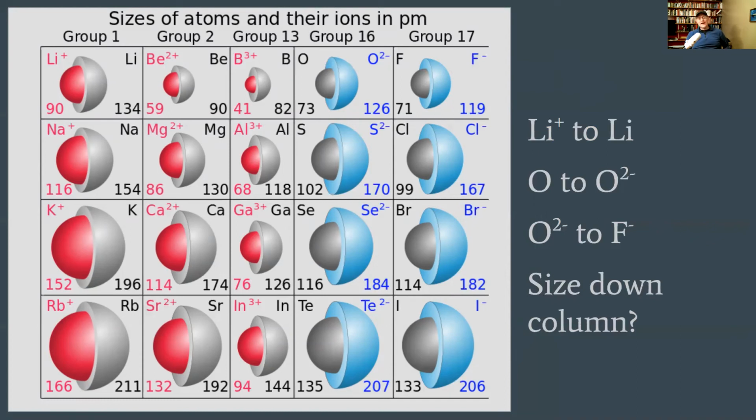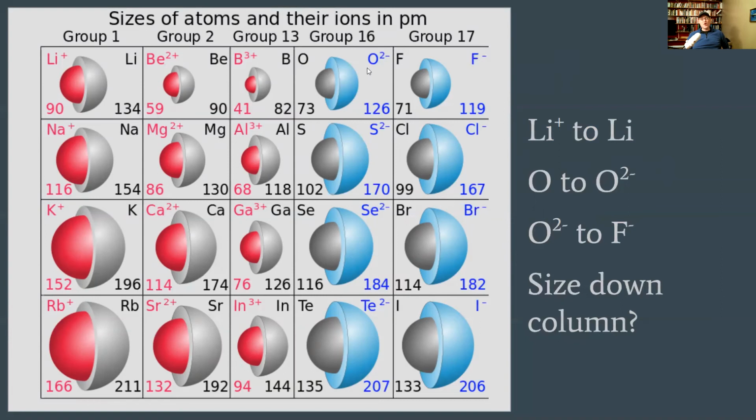By adding 2 extra electrons to oxygen, the protons are still trying to hold on to all those additional electrons, and because those additional electrons are there, those extra electrons are now repelling each other slightly and pushing them further out. So you'll notice that I have an increase from 73 picometers up to 126 picometers by adding those 2 extra electrons. Now let's compare the size of O2 minus to F minus.